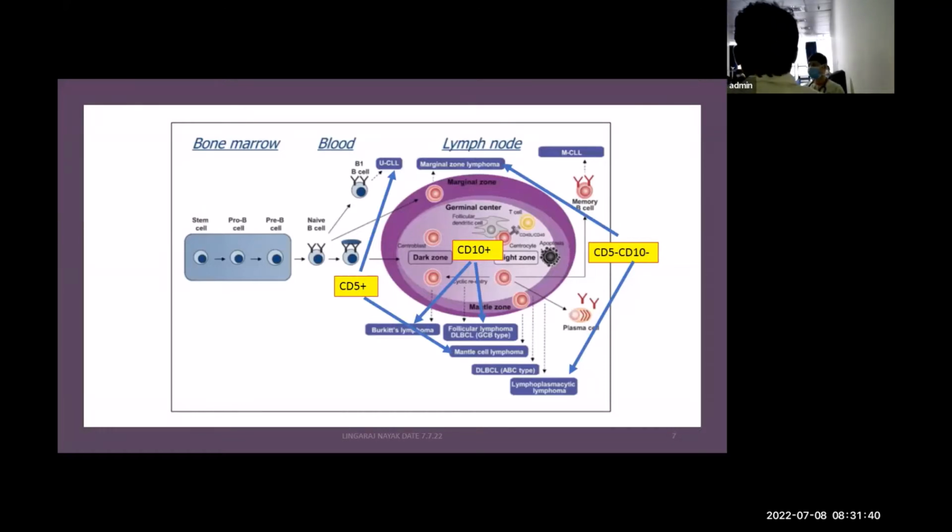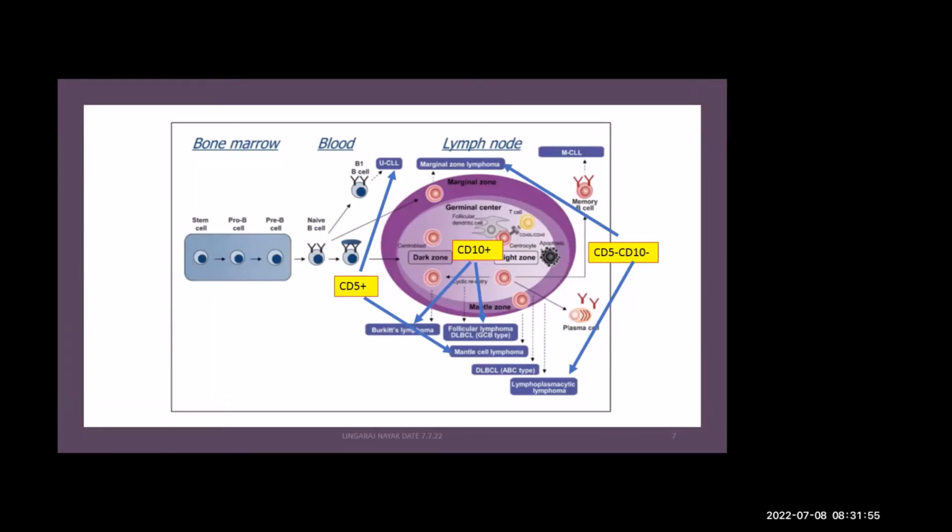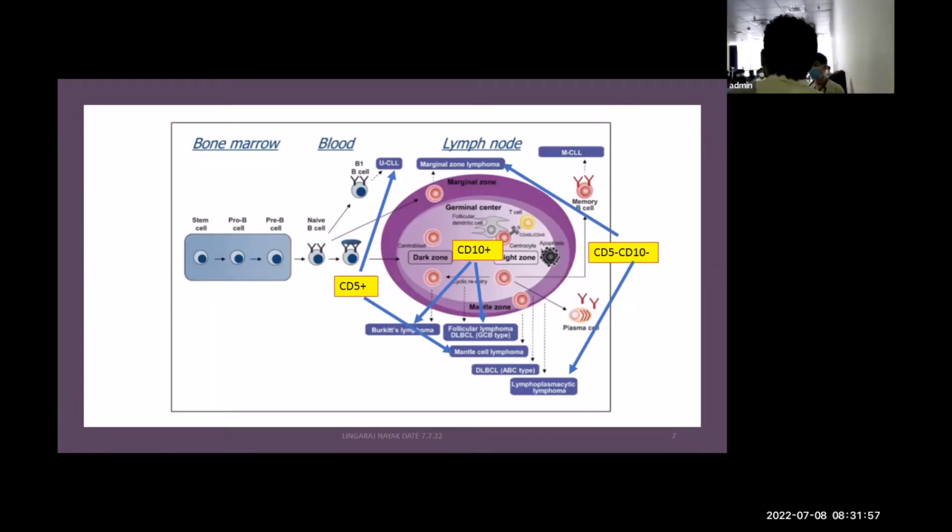CD10 positive is germinal center, so three lymphomas originate from the germinal center: Burkitt, follicular, and DLBCL. All three will be CD10 positive, CD5 may or may not be positive. Now CD5 and CD10 negative is the rest of the lymphomas, with plasmacytic differentiation. So what are those? Lymphoplasmacytic lymphoma, hairy cell leukemia, marginal zone lymphoma. All these lymphomas will have CD5 and CD10 negative because they originate from a cell beyond the germinal center. They have already lost CD5 and CD10. That's why they are CD5, CD10 negative.